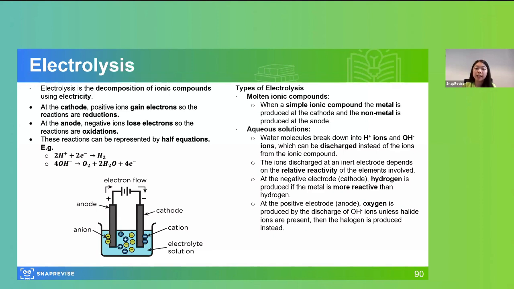So oxidation is loss of electrons, reduction is gain of electrons. Negative ions are losing electrons to form these compounds, and positive ions are gaining electrons to form these compounds. So if I have Na+ going all the way to the cathode, it's going to gain electrons to form sodium. Same with chloride ions. They're going to go to the anode, react together, and form chlorine as they lose electrons.